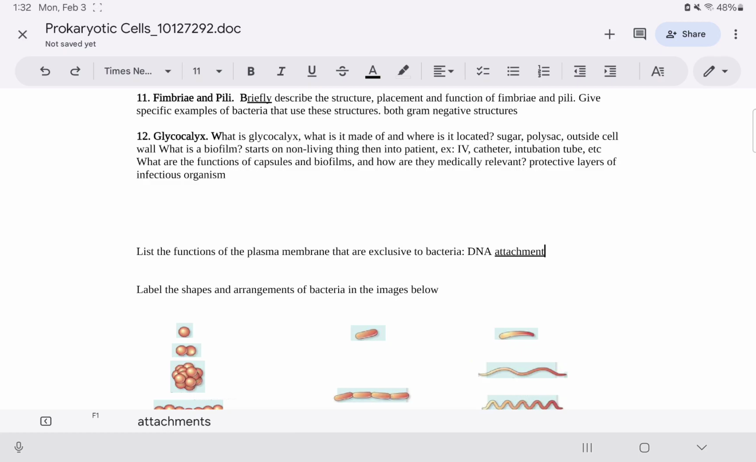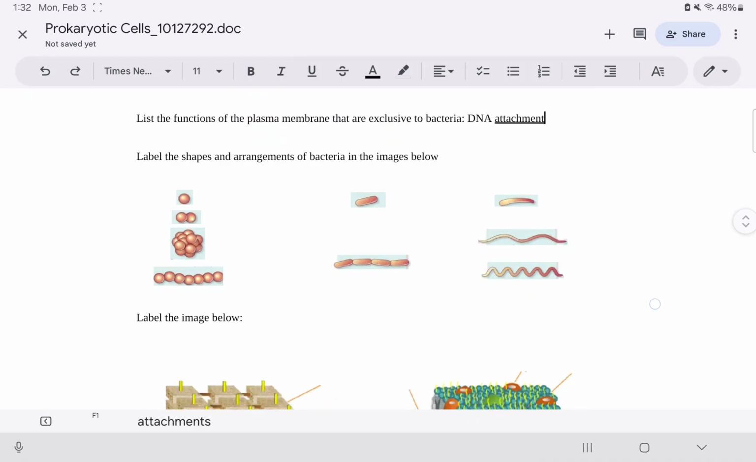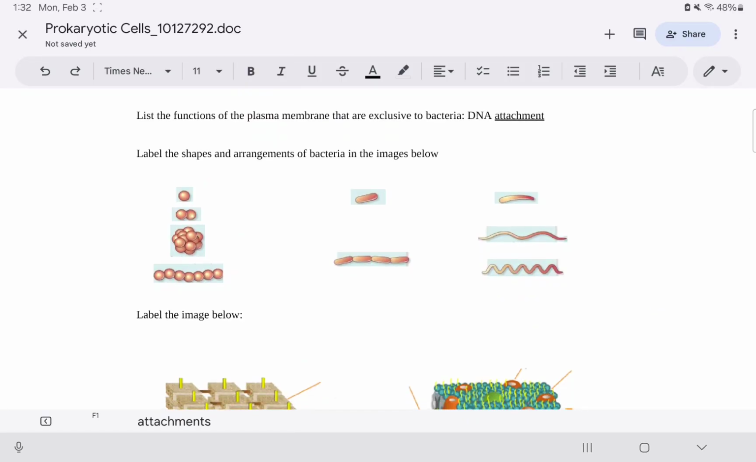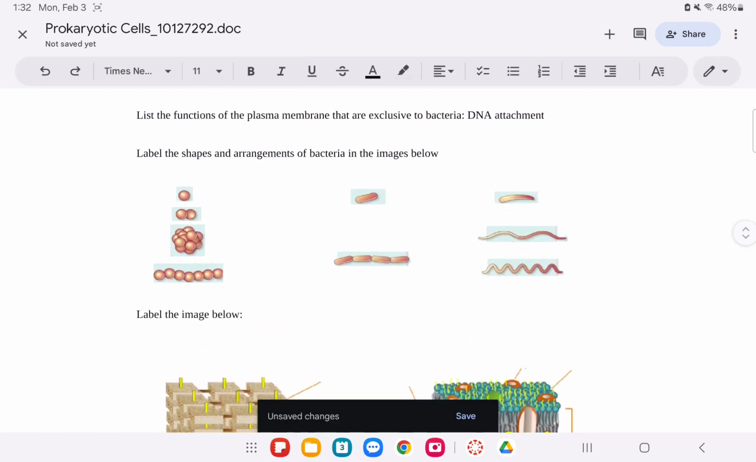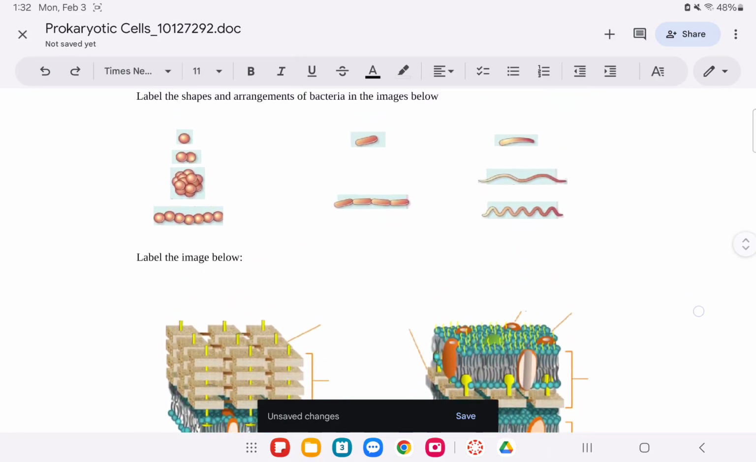All right, label shapes and arrangements. So hopefully you can do this. What is this? It's single coccus, diplococcus, staphylococcus, streptococcus, exactly.